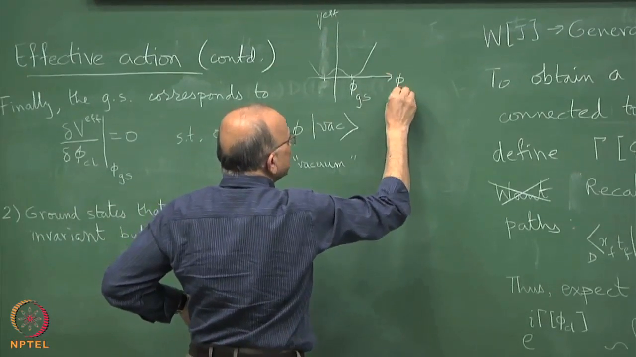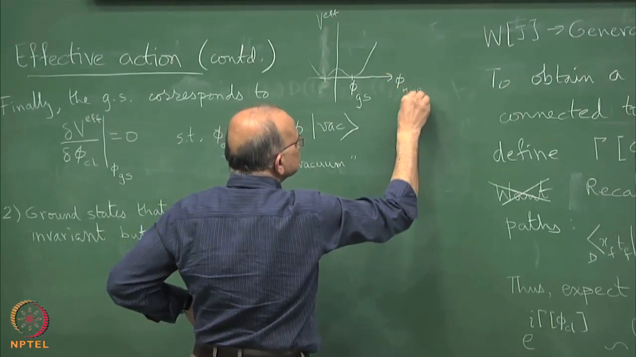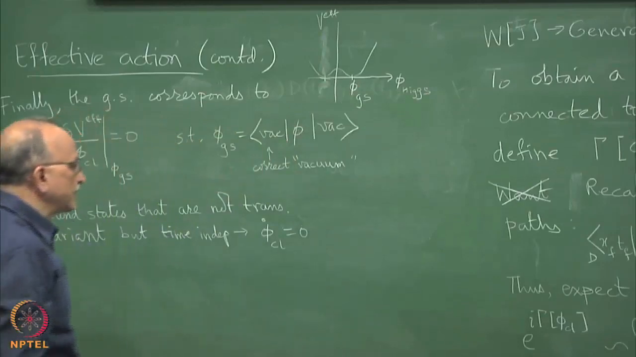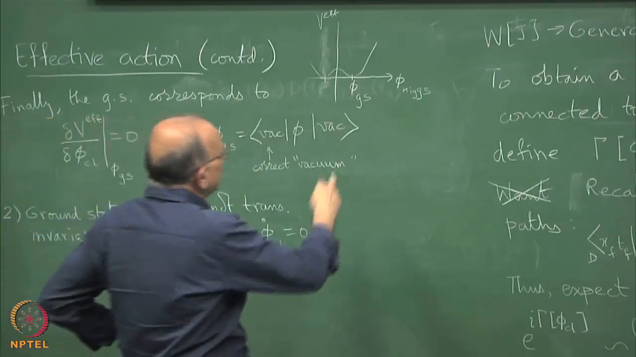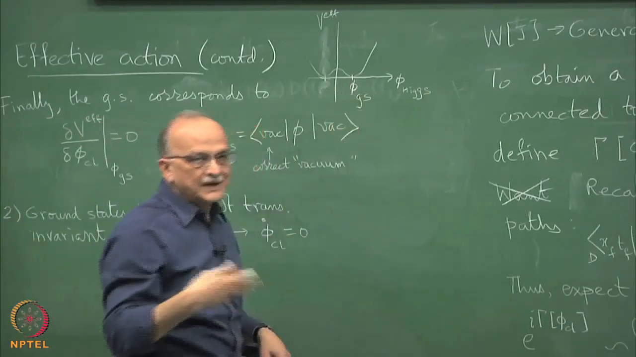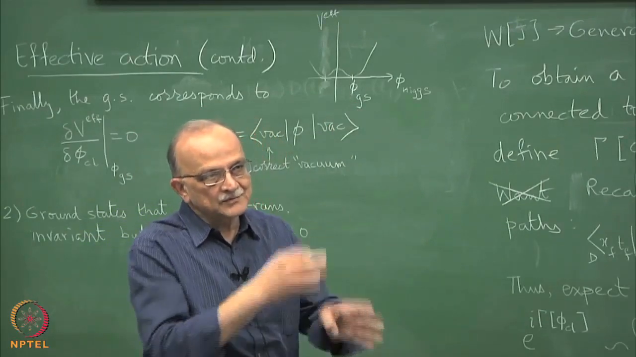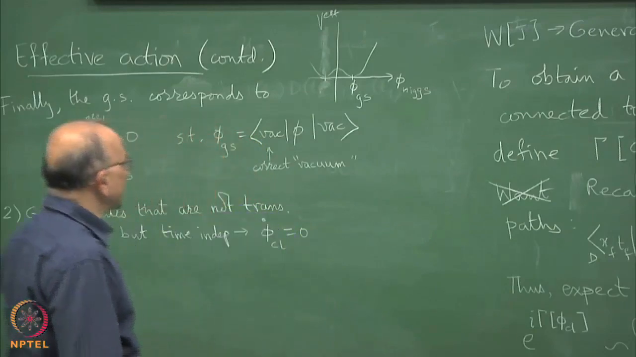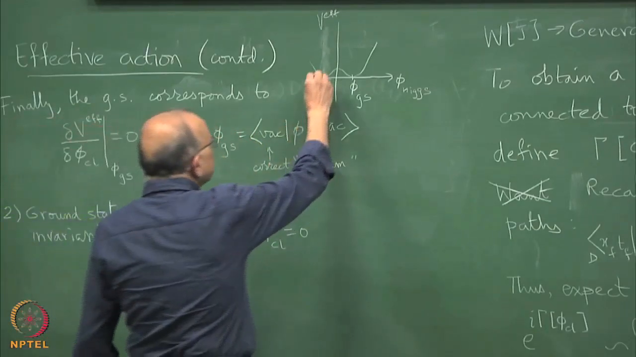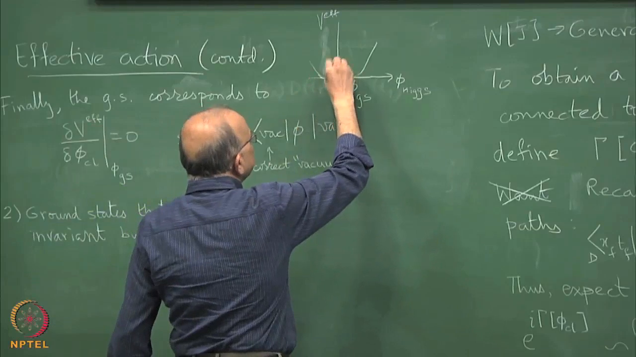So this is phi Higgs, and this is the ground state value. The ground state value determines the masses of everything. It enters into the W and Z boson masses, everybody's mass. Now the point is that all of this is at the TeV scale.